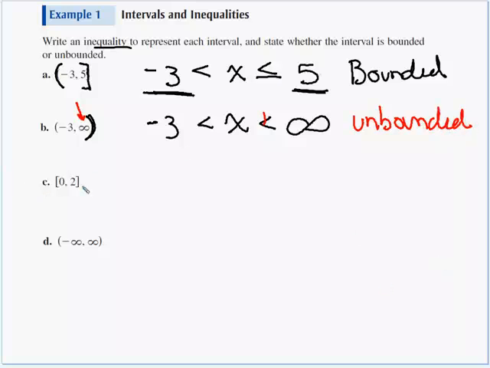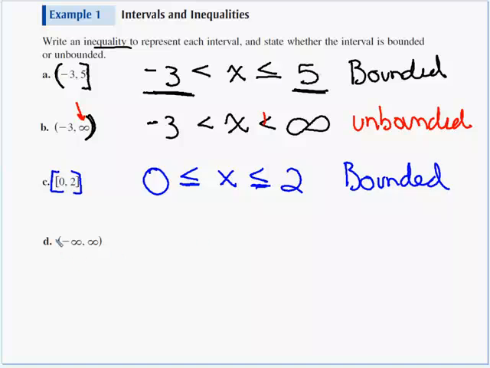Letter C. We're back to one that has numbers on each side. We have our two bookends, 0 and 2. So x is going to exist between 0 and 2, and it's always less than. And note now we have brackets on either side, so this is 0 is less than or equal to x, which is less than or equal to 2. And because we have real numbers on each side, this is a bounded interval.